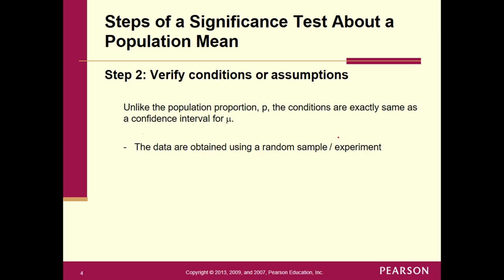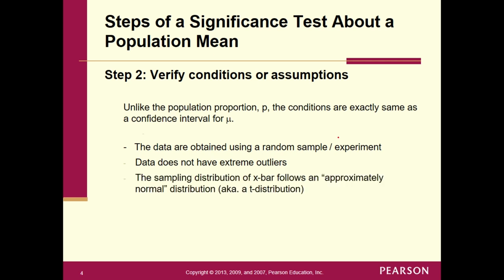One, the data are obtained using a random sample or experiment, or we did an experiment. Two, the data does not have extreme outliers. And three, the sampling distribution of x bar follows an approximately normal distribution, aka a t-distribution. Remember, a t-distribution is an approximately normal distribution. So what would make the sampling distribution of x bar follow a t-distribution? Well, you need one of two things.